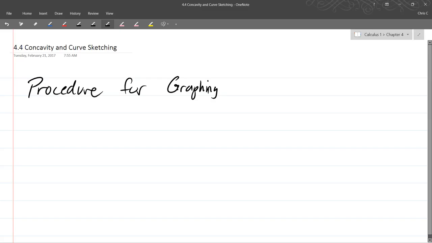So the bad news is there are 8 steps. The good news is I will write down all 8 steps for you, because I want to know your results for every single step. So number one, for graphing our function, we're going to find the domain of f.